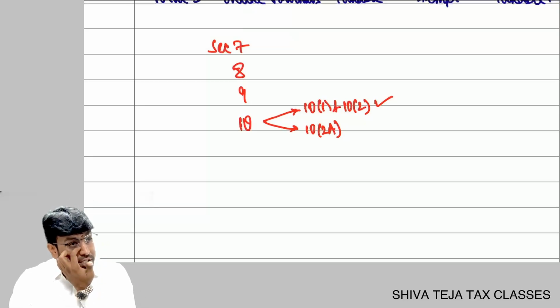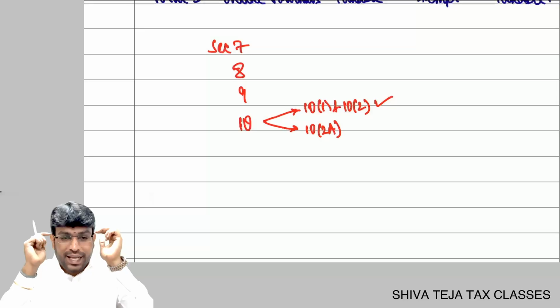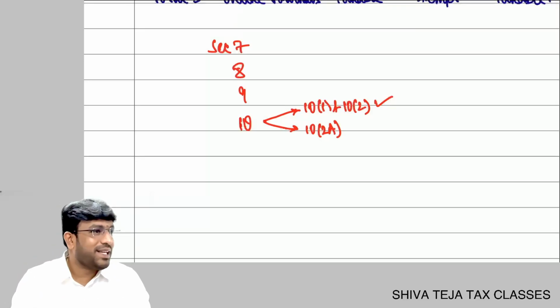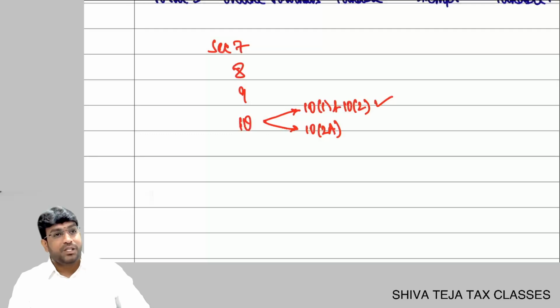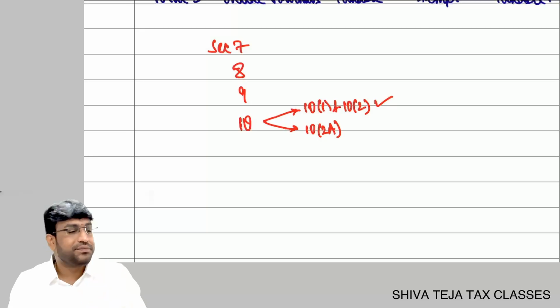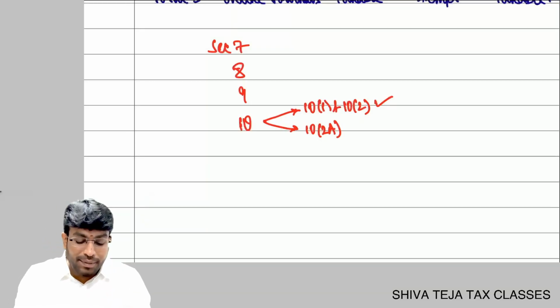Can a composition registered person give a tax invoice? No. What document will he give? Bill of supply. Can he collect tax from the customer? No. Can he claim input tax credit? No, exactly. And on the principal place of business and additional place of business, he must properly mention that he is a composition registered person. Are we clear with that, everybody?